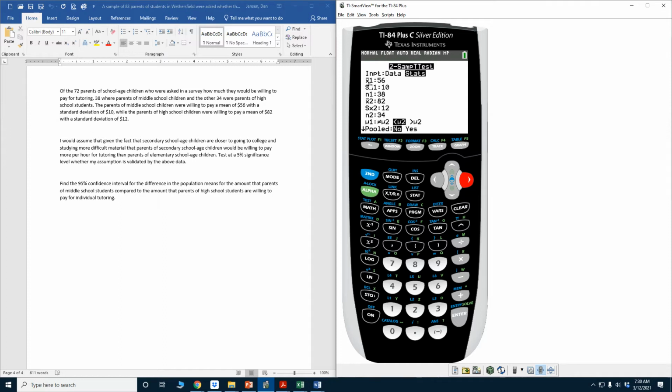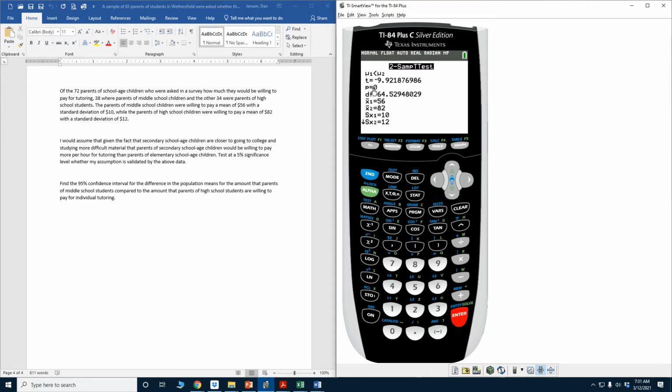Pooled, a very quick summary there. We've talked about this. Hopefully you've talked about this in class if you're taking a statistics class. The pooled option would treat the two different groups as one. Can we reasonably assume that the population proportions are the same? I don't want to get into that, so I'm just going to conservatively leave this as unpooled and leave it as no. So I hit calculate, and notice here's our information.